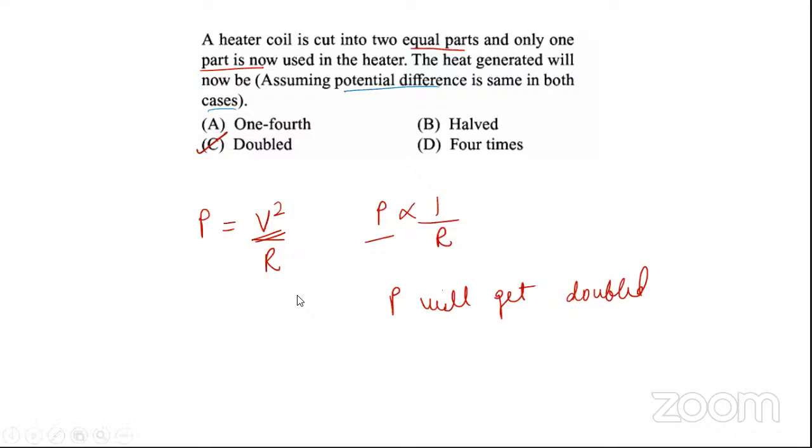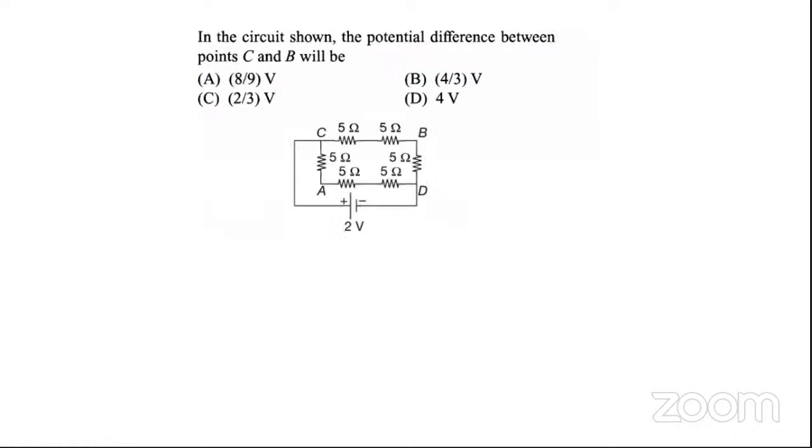Okay. Alright. In the circuit shown below, the potential difference between the points C and B will be, that is this point and this point. You have 2 minutes.